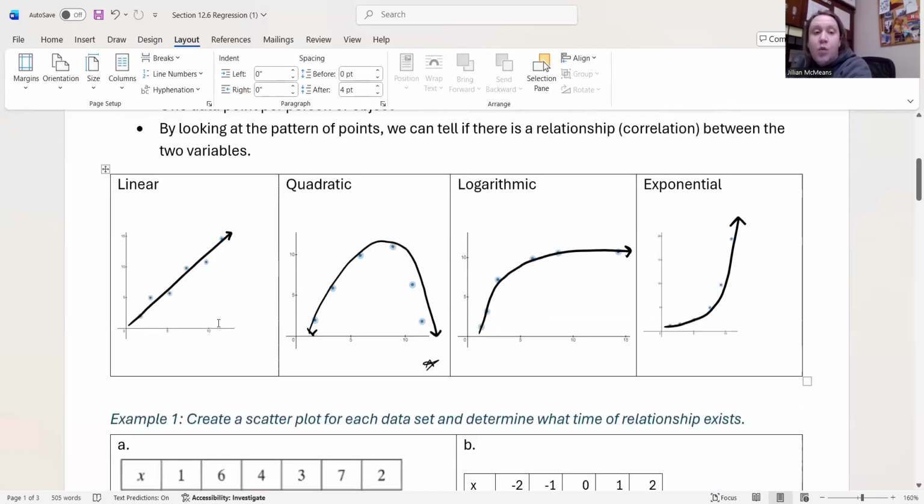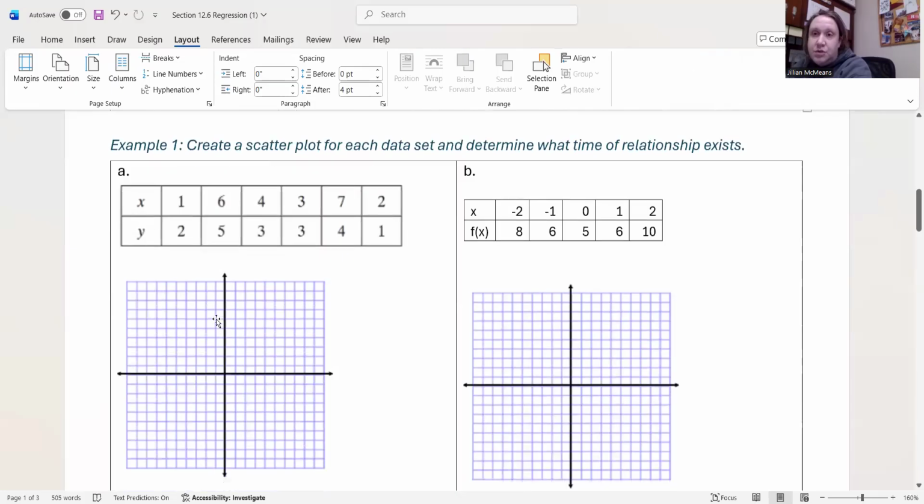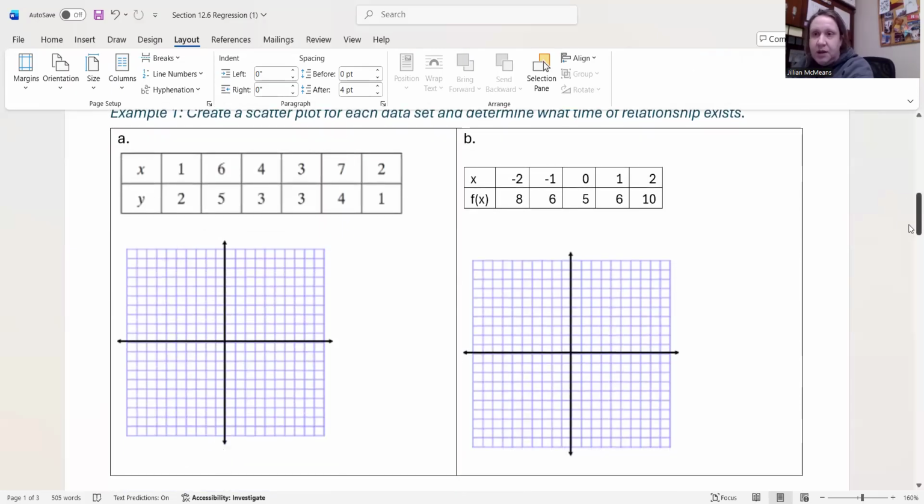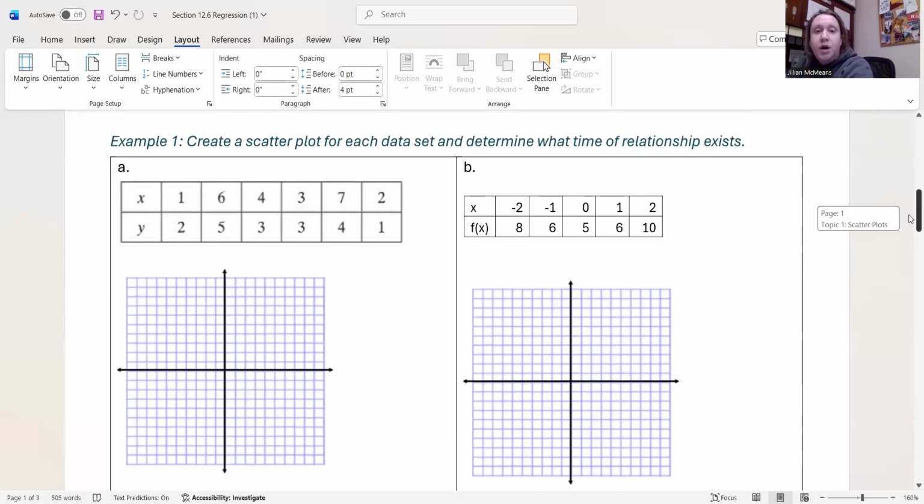All right, so for example one, you've got two data sets here. They're just very generic. They don't mean anything, they're just numbers. But what we're going to do is create a scatter plot. We'll first do them by hand, and then I want to show you how you can get a calculator, like a TI-84, to do a scatter plot, and then how you can get Desmos to do a scatter plot. So we're going to do them by hand, Desmos, and calculator. It says, for example one, create a scatter plot for each data set and determine what type of relationship exists.